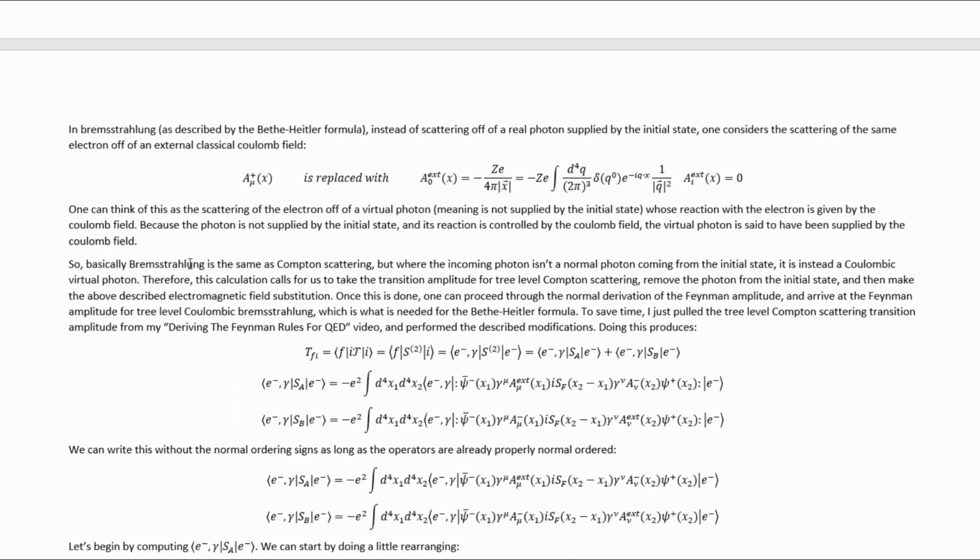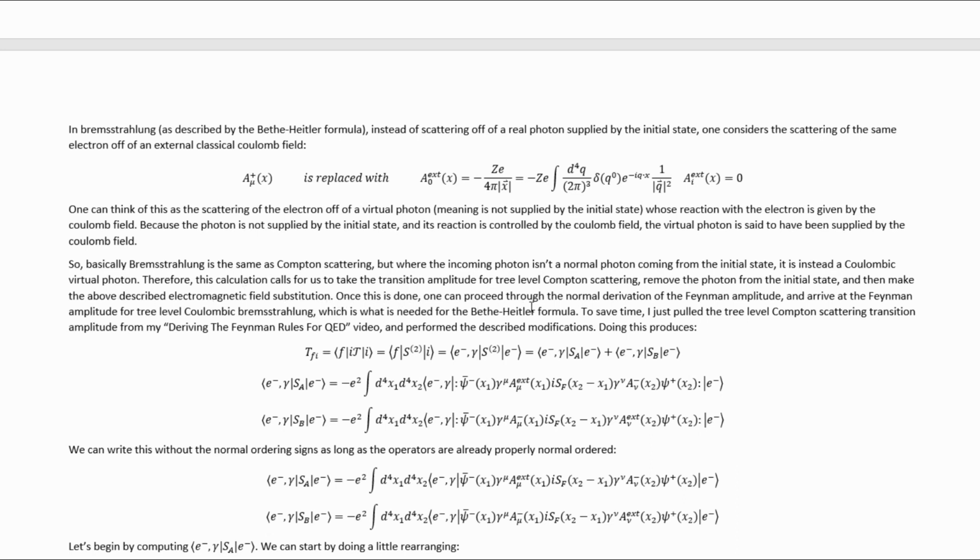So basically Bremsstrahlung is the same as Compton scattering, but where the incoming photon isn't a normal photon coming from the initial state, it is instead a coulombic virtual photon. Therefore, this calculation calls for us to take the transition amplitude for tree-level Compton scattering, remove the photon from the initial state, and then make the above described electromagnetic field substitution.